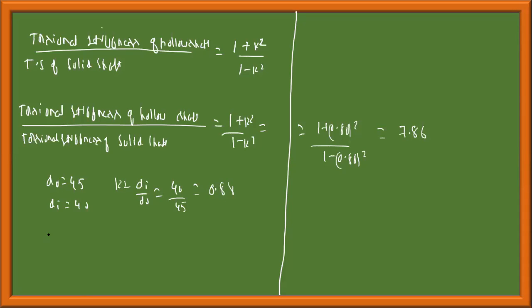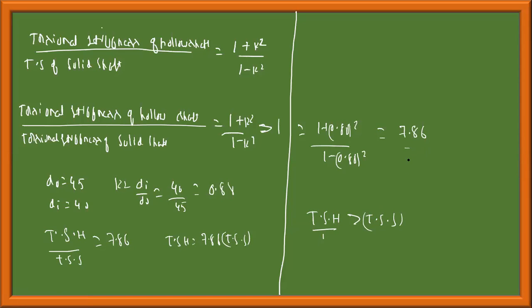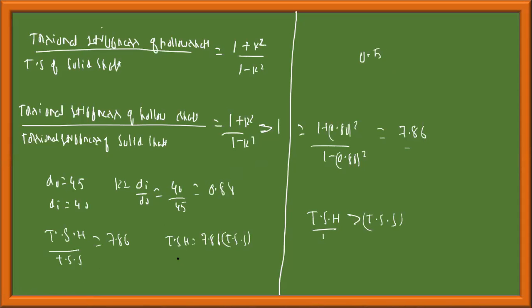Okay. Therefore, torsional strength of hollow shaft by torsional strength of solid shaft is equal to 7.86. Isn't this greater than 1? Therefore, torsional strength of hollow shaft is 7.86 times the torsional strength of solid shaft. This will be always greater than 1. There are instances like weight and other things where this will be less than 1. That is weight of hollow shaft to weight of solid shaft. For example, some 0.5: 50% of the weight can be reduced by using hollow shaft, something like that.